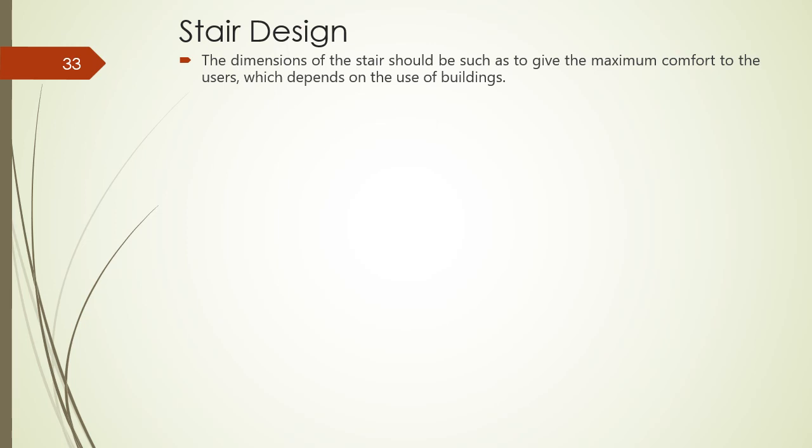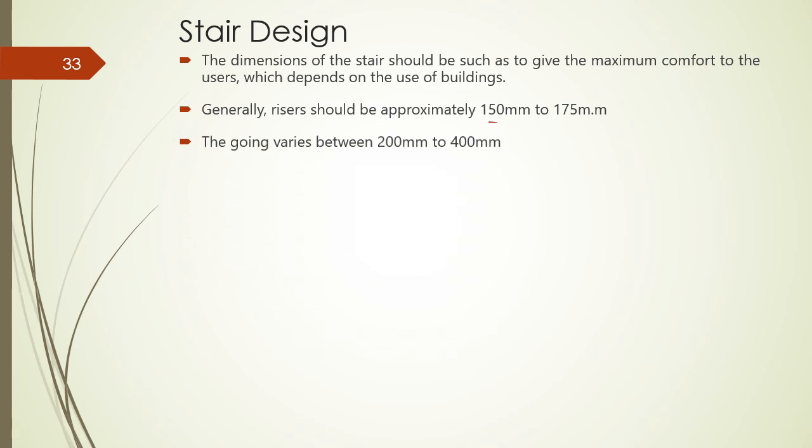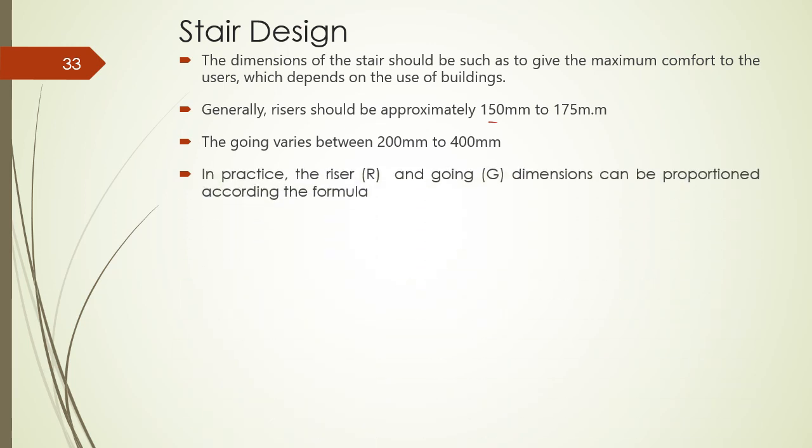The dimensions of the stair should be such as to give the maximum comfort to the users, which depends on the use of the buildings. Generally, risers should be approximately 150 to 175 millimeters. The going varies between 200 millimeters to 400 millimeters. In practice, the riser and the going can be proportioned according to this formula. 2R plus G will be less than or equal to 600. So 2 risers plus 1 going should always be less than or equal to 600.